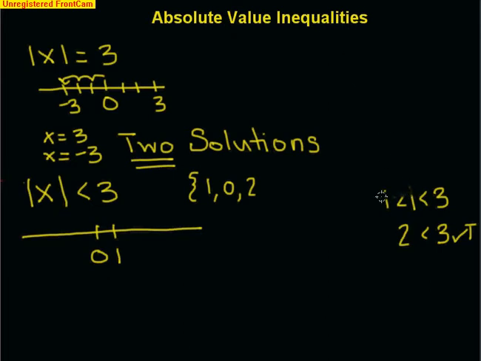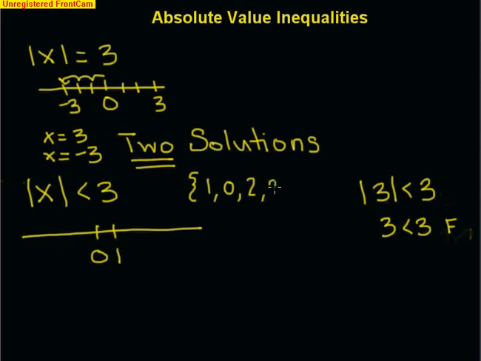So I'm going to erase this. Let's take a look at 3. Would 3 be a solution? So we'll try that again. If I have the absolute value of 3, is that less than 3? Well, the absolute value of 3 is 3. Is 3 less than 3? No. So that is a false statement. So 3 cannot be a solution.